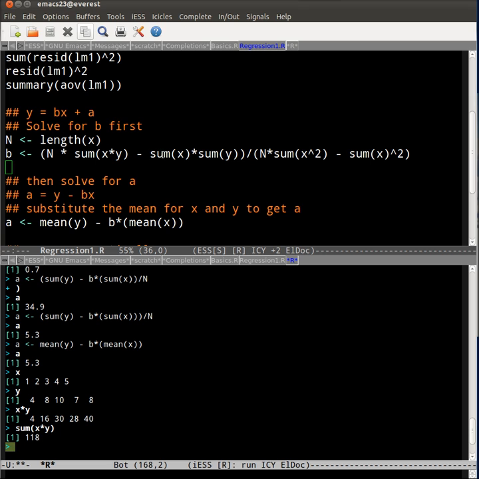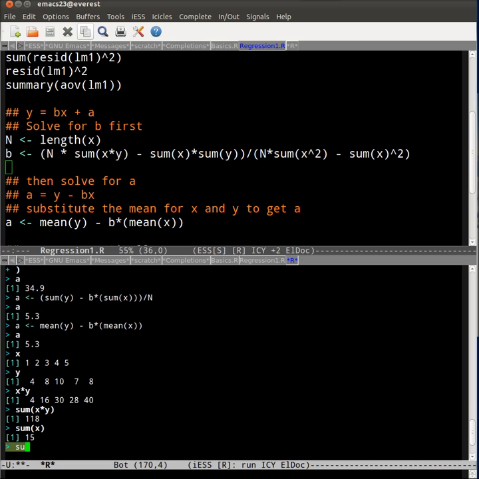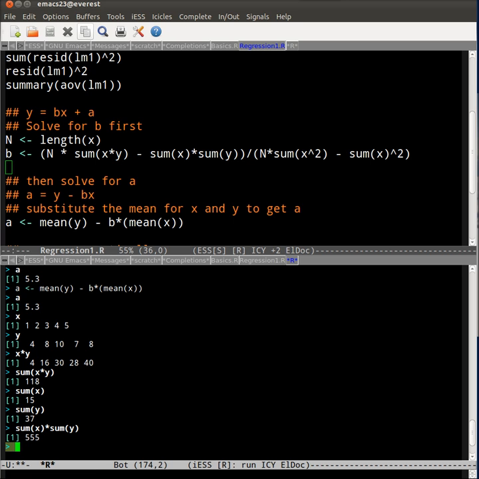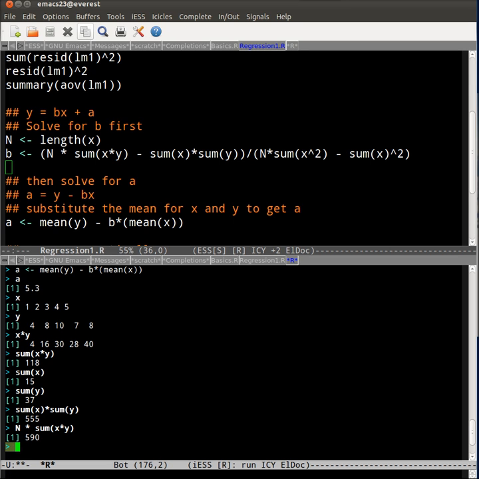And then I subtract from this the sum of x times the sum of y. The sum of x is 15, and the sum of y is 37. So if I do sum of x times the sum of y, you get 555. So what is n times the sum of the cross products? It's going to be a pretty big number, 590. So 590 minus 555 gives us 45 in the numerator.